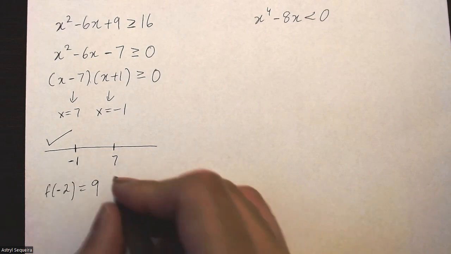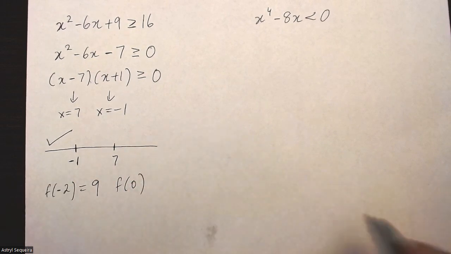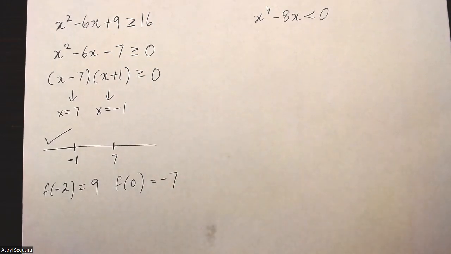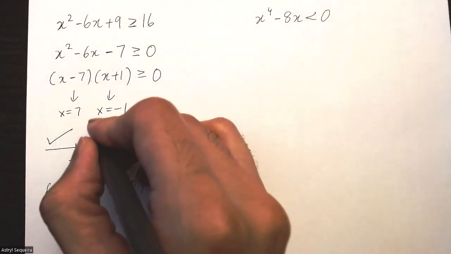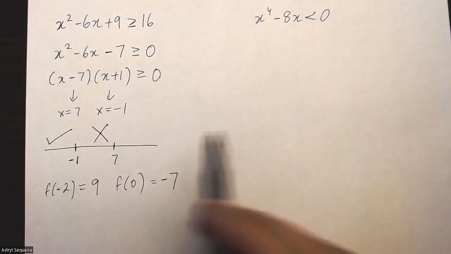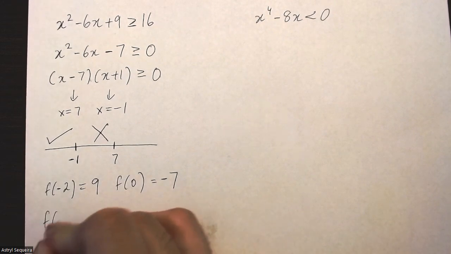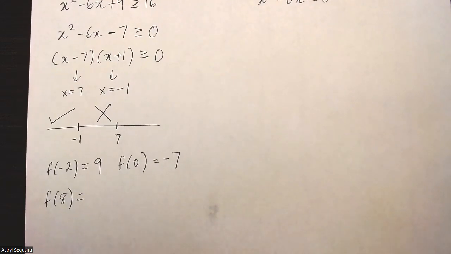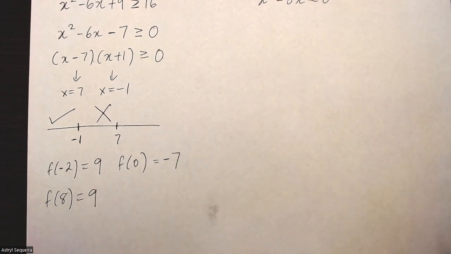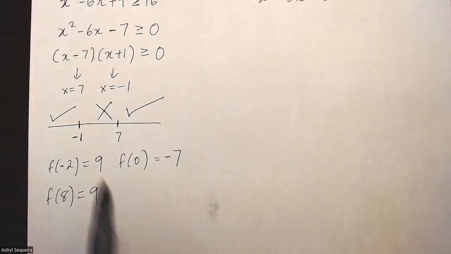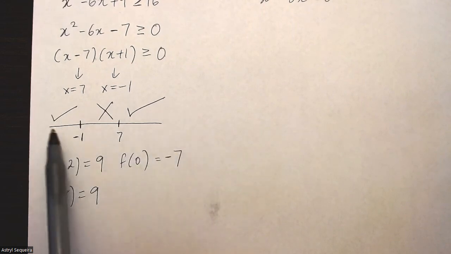Next, I'll test a value in between here. I'll test f of 0. F of 0 is just negative 7. You can do that mentally. Negative 7 is not greater than or equal to 0, so this range is no good. And then the last range over here, I'll test positive 8. So f of 8, again, I'll do this in my calculator, although you could do it mentally as well, it's not too difficult. Positive 9, and that is greater than or equal to 0. So I have two possible intervals that are good for this question.